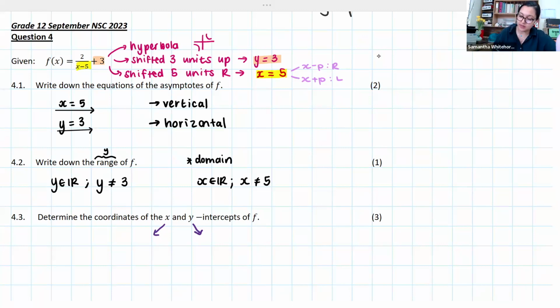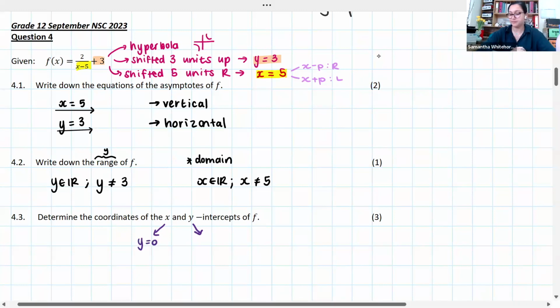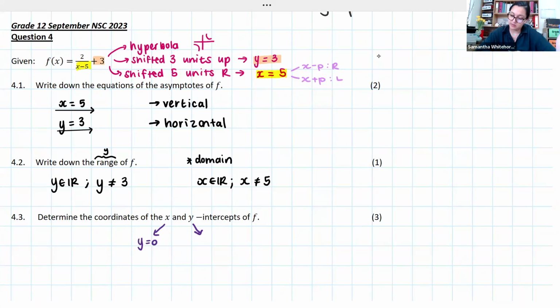Can you see that? Nice. So x-intercept, we make y equals 0. Awesome. Y-intercept, we make x equals 0. Excellent, grade 12 is all done. So those are things you just have to remember.